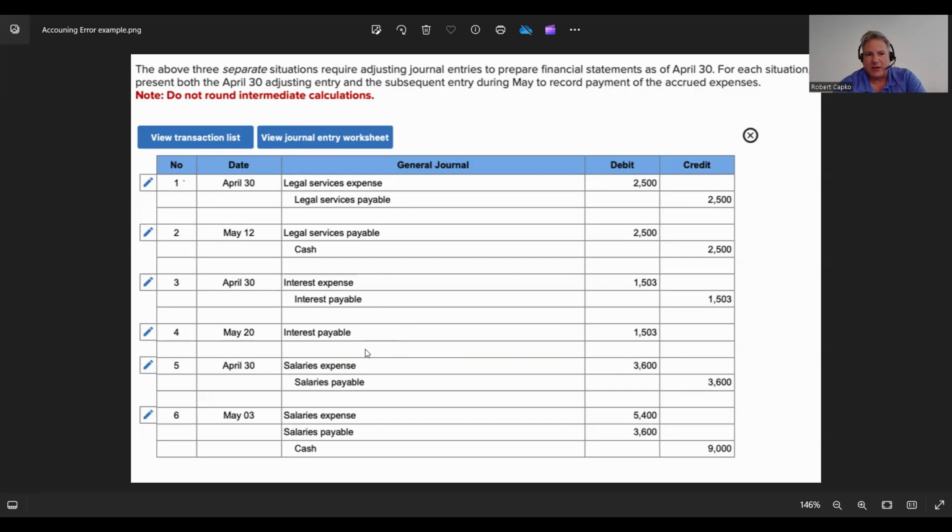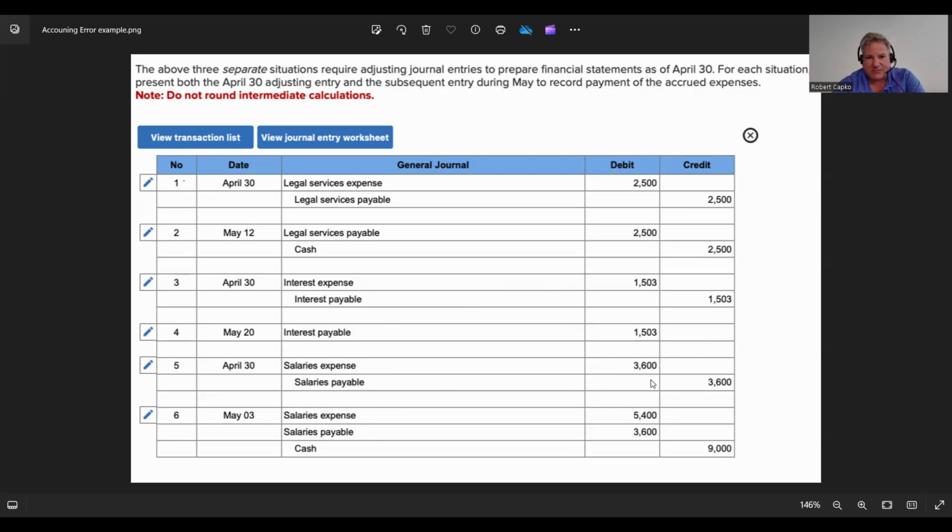So that, I would imagine, is the entry that we are missing here, the cash credited for $1,503. Does that make sense? Let me know if it doesn't, and if you need this clarified, put it down in the comments. We can just double check the other ones.